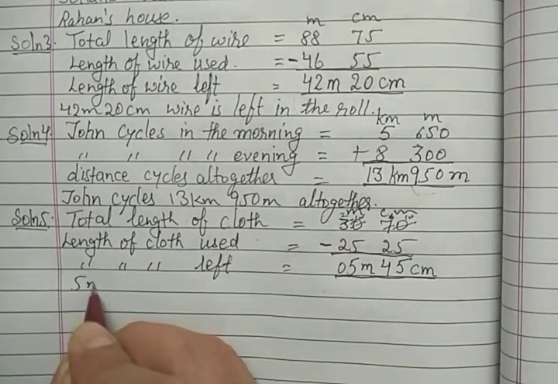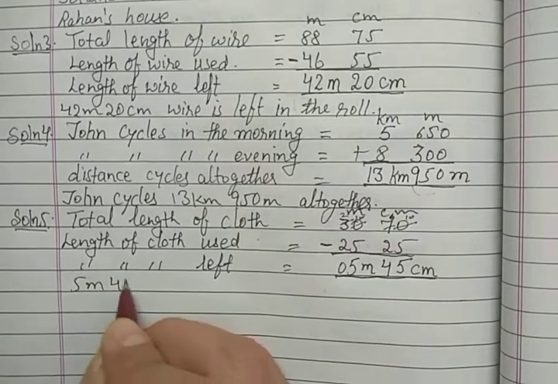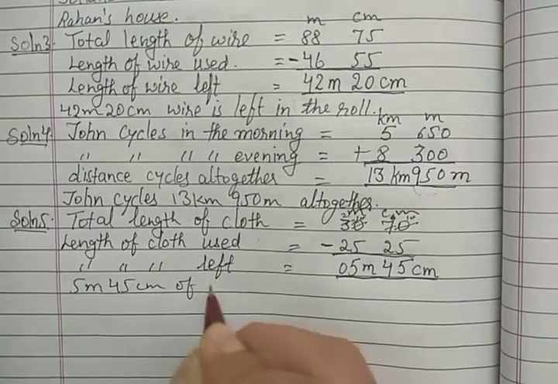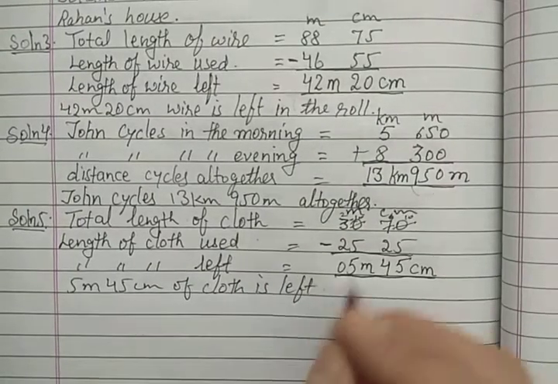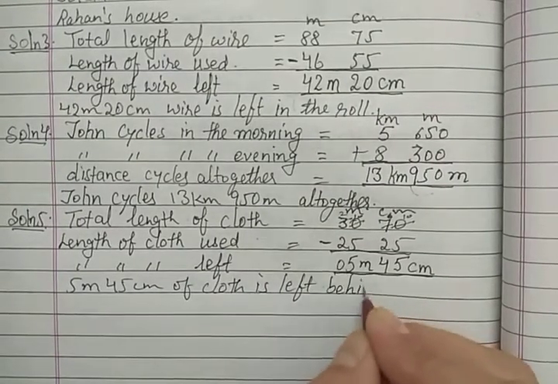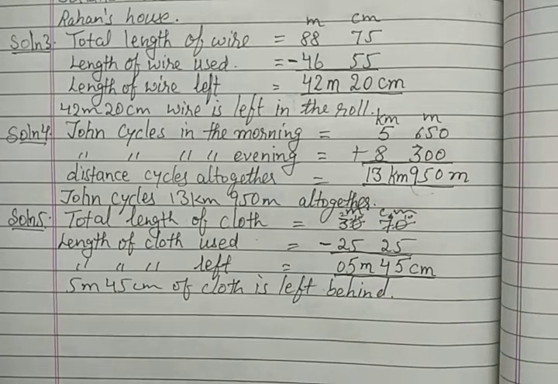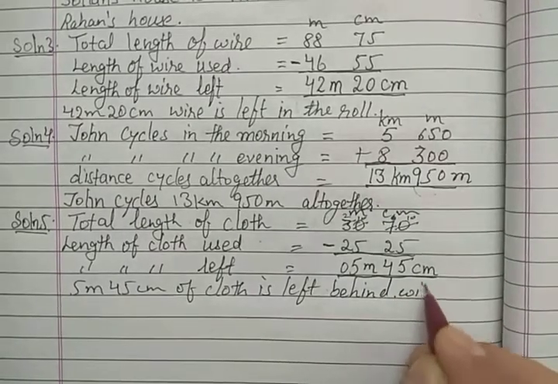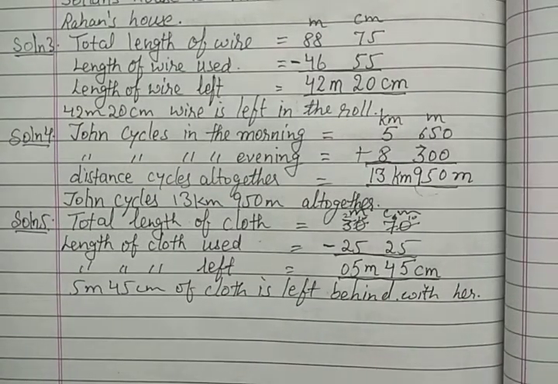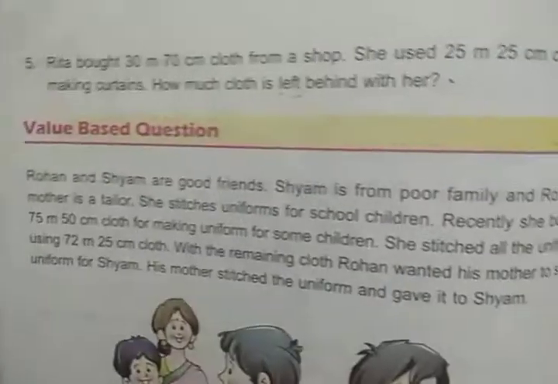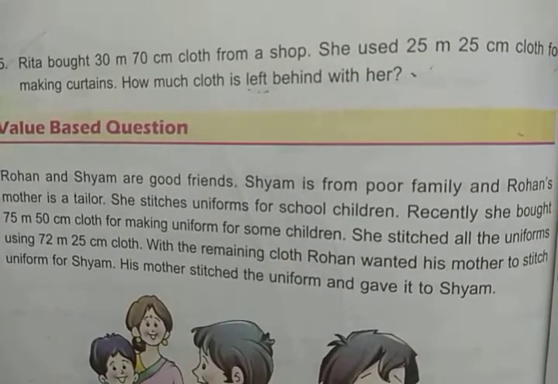So 5 meters and 45 centimeter of cloth is left behind with her. So in this way you can solve the word problems based on the addition and subtraction of length. Thank you.